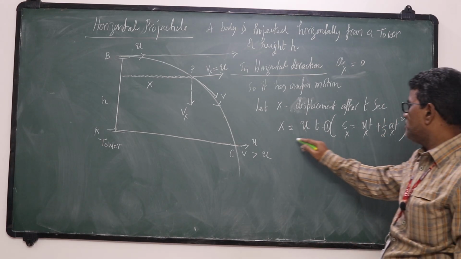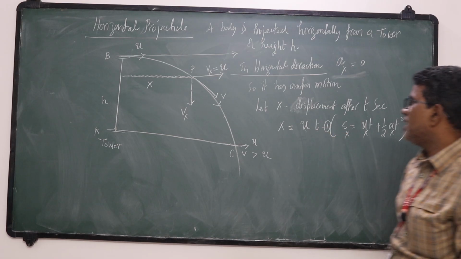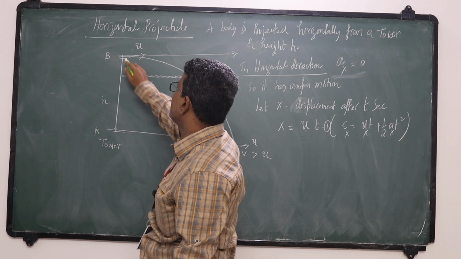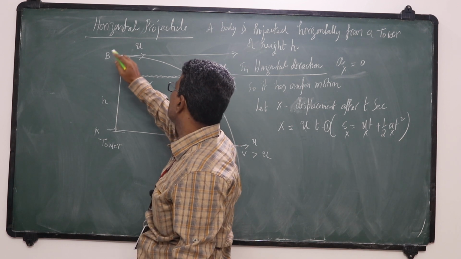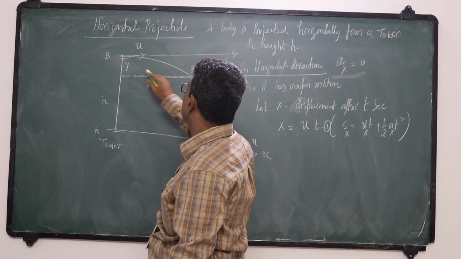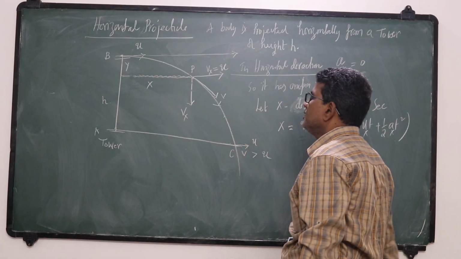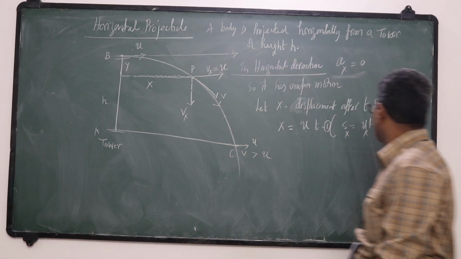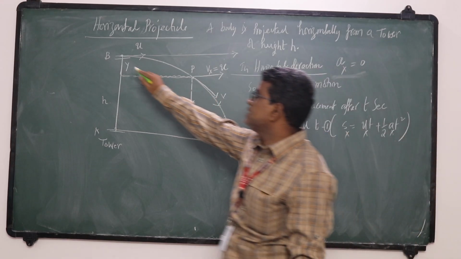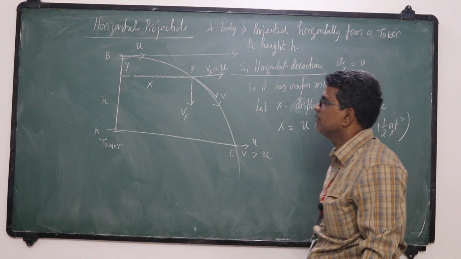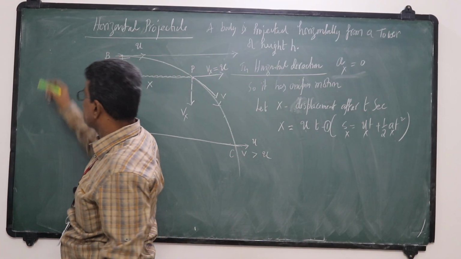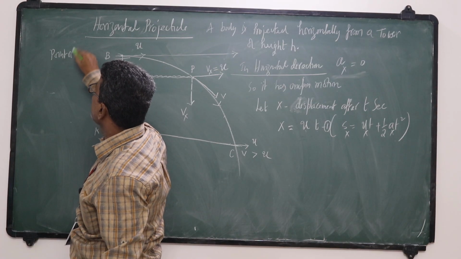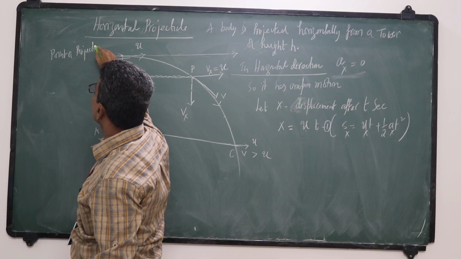Now I want the vertical displacement after t seconds. This is the vertical displacement. From here, I take this one as the origin. B is the point of projection.